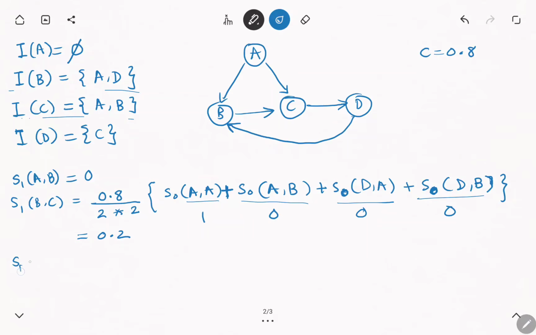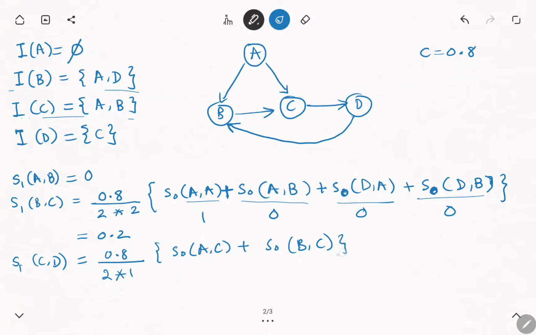That is for the 0th iteration. So therefore, it will be 0.8 divided by 4, which is 0.2. Okay, and then S1, similarly we'll calculate for, let's say, C comma D. For C comma D it will be 0.8 upon, for C we have 2 in neighbors, D we have 1, and the combinations will be S0 A comma C plus S0 B comma C. So it will be 0, right? Because it is 0 plus 0.